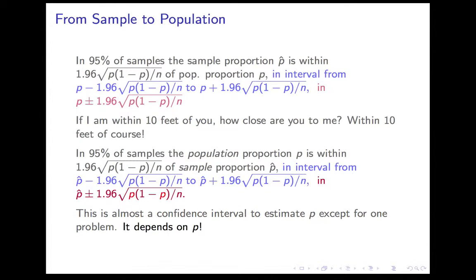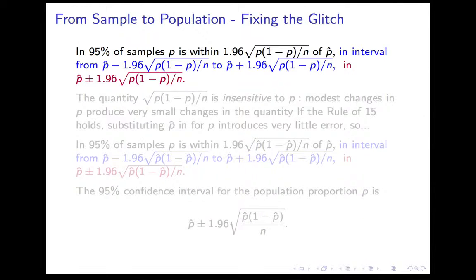The flaw is it depends on p. We're trying to estimate p, and our formula that estimates it needs you to know p to compute it. So it's completely circular. And that sounds like a fatal flaw, but we should think of it as just a glitch, and we can fix that glitch if we're willing to approximate a bit.